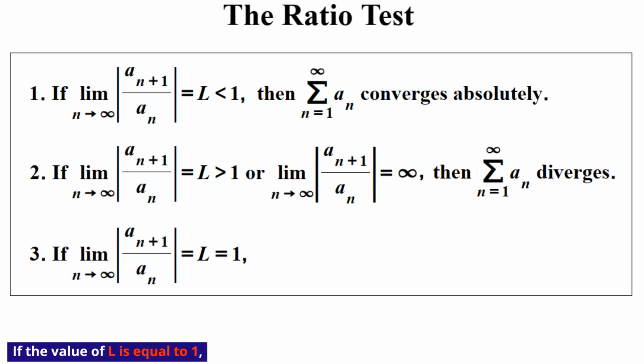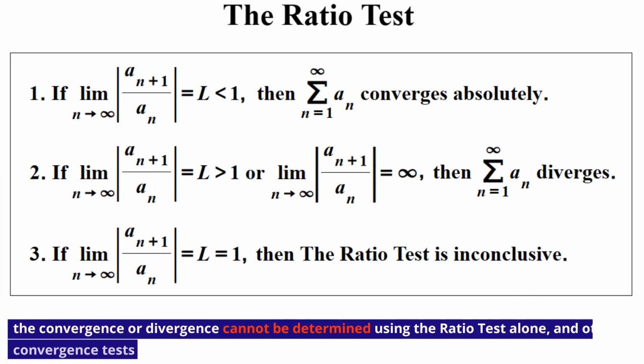If the value of L is equal to 1, the convergence or divergence cannot be determined using the ratio test alone, and other convergence tests should be employed.